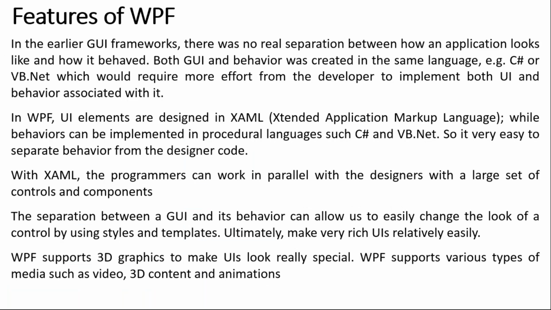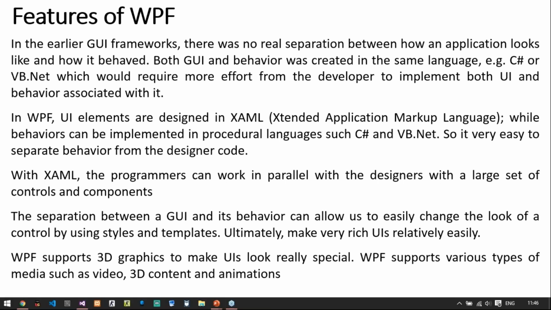That's it. So in the earlier GUI frameworks, there was no real separation between how the application looks and how it should behave. Both GUI and behavior were created in the same language, so C# or VB.NET, which would require more effort from the developer to implement both UI and behavior associated with it. So in short, what this line says, WPF provides two different parts. The first part is the GUI part, and the second part is the backend code part. So we have two different behaviors for two different things.